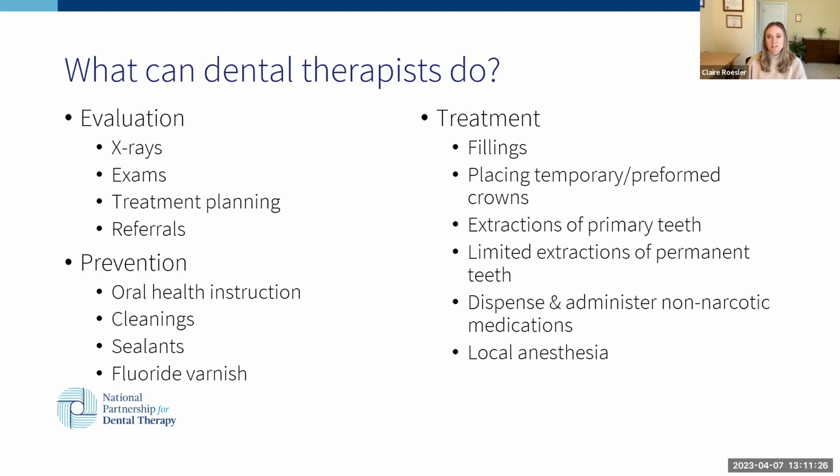We can also place temporary crowns. A lot of times this is the stainless steel crowns on children, extractions of baby teeth, and then extractions of permanent teeth. A lot of times these teeth are periodontally involved, meaning that they're mobile of some sort. And then we can also dispense and administer non-narcotic medications and provide local anesthesia for procedures.